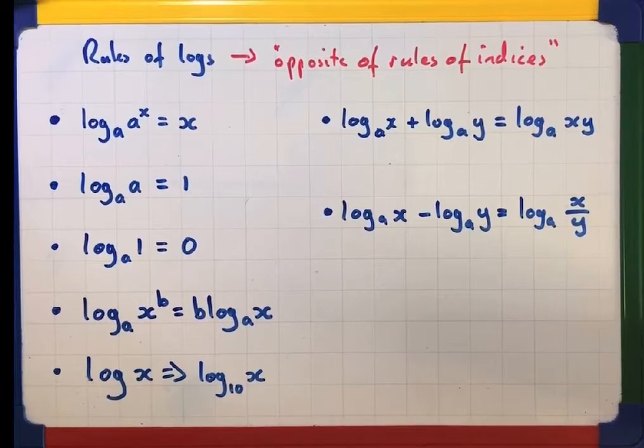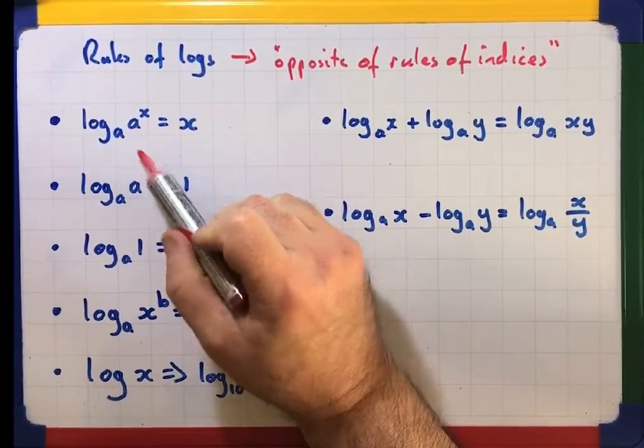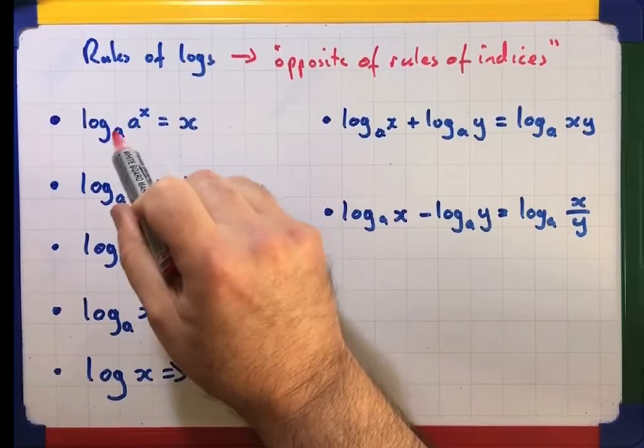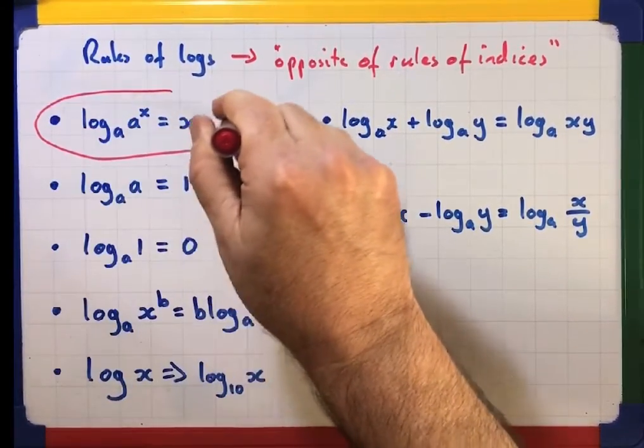In this second video on logs, we're going to have a look at the rules of logs. Now, a basic rule of thumb is that the rules of logs are the opposite of the rules of indices. For example, that's the first one we did. That's the sort of definition of a log there, isn't it?